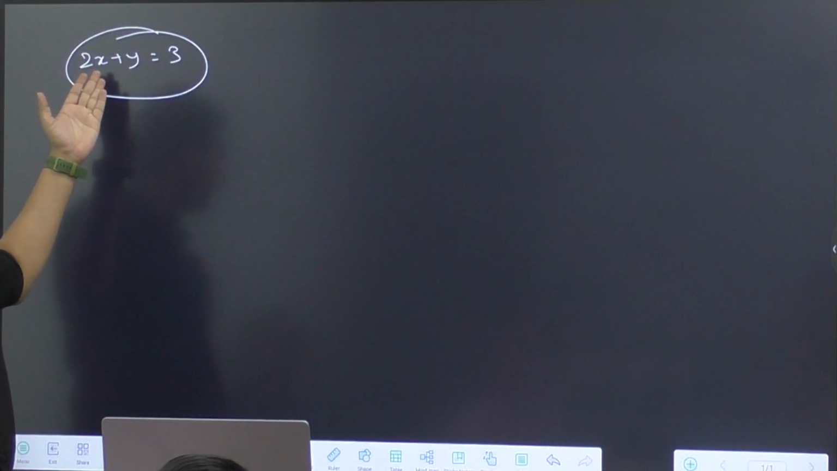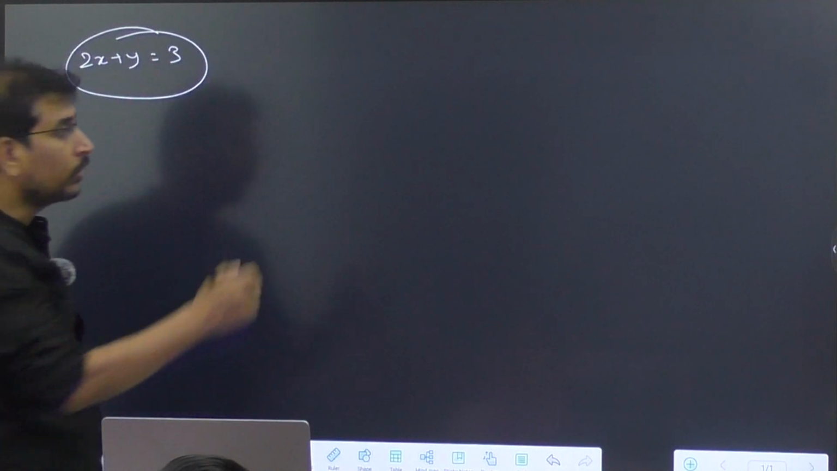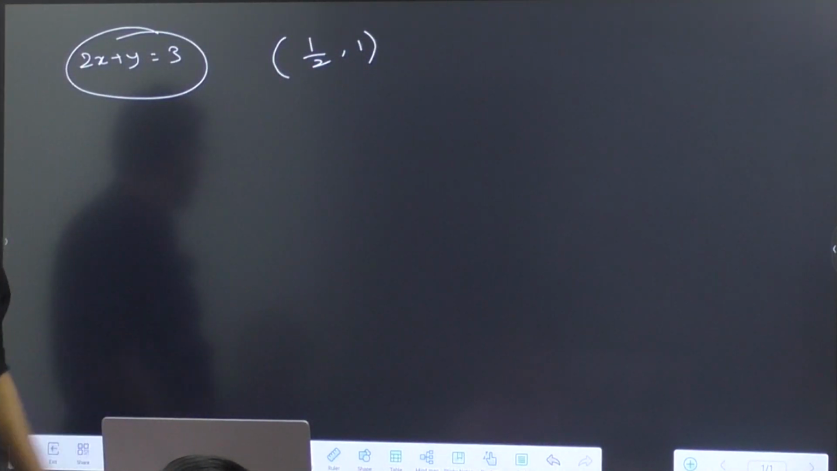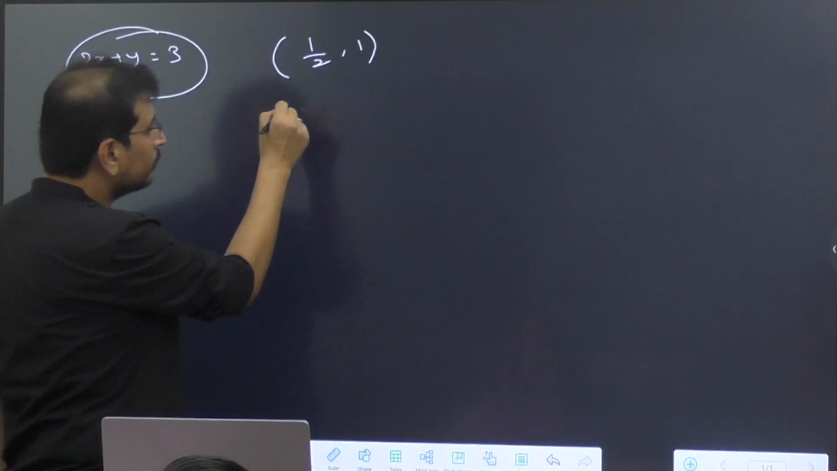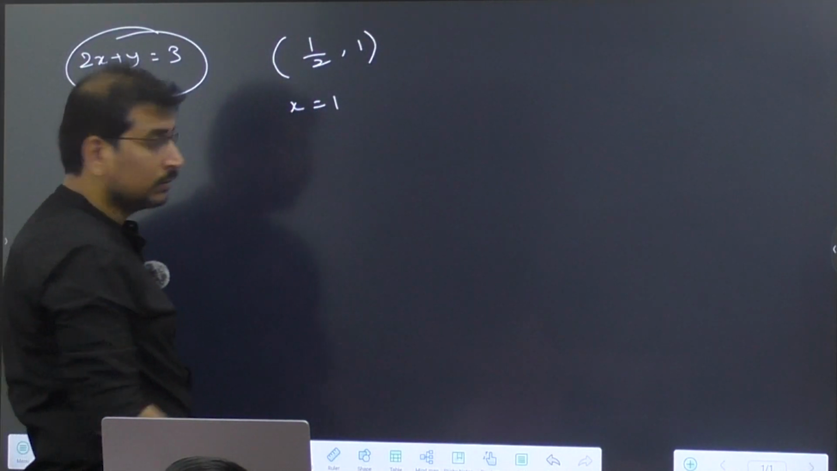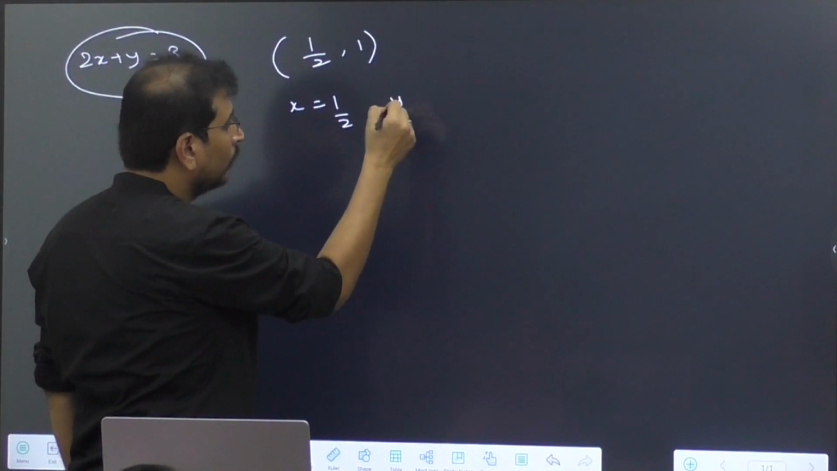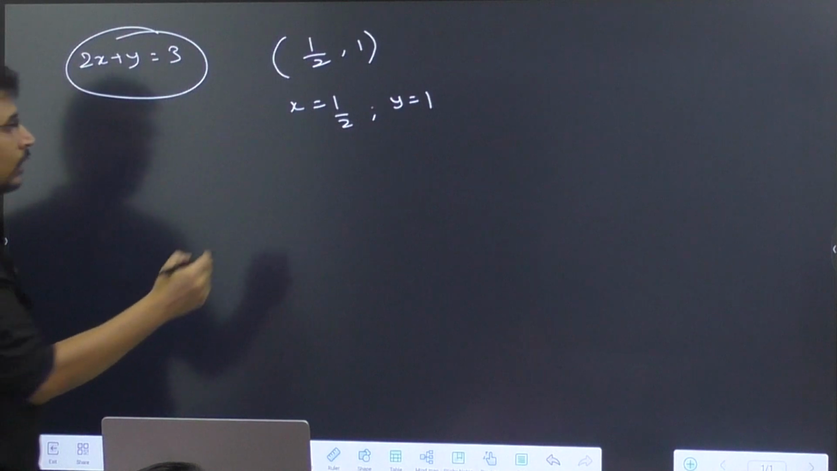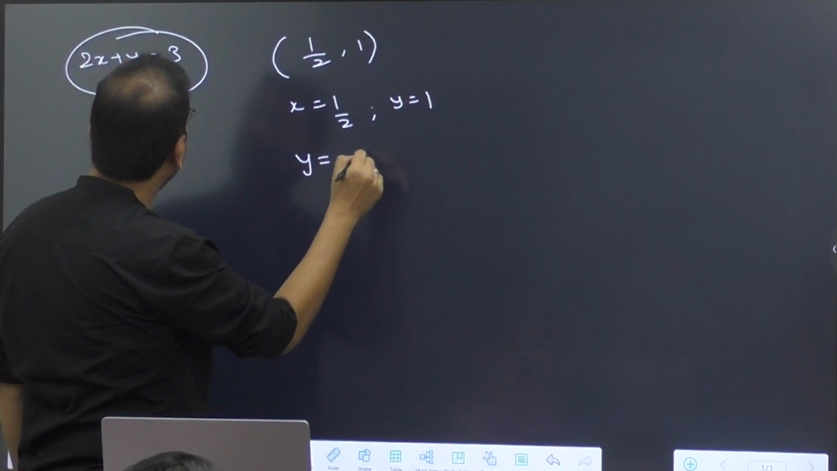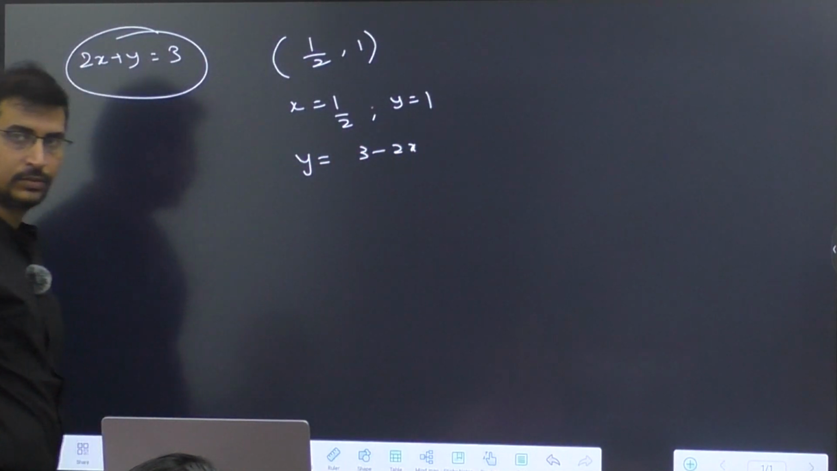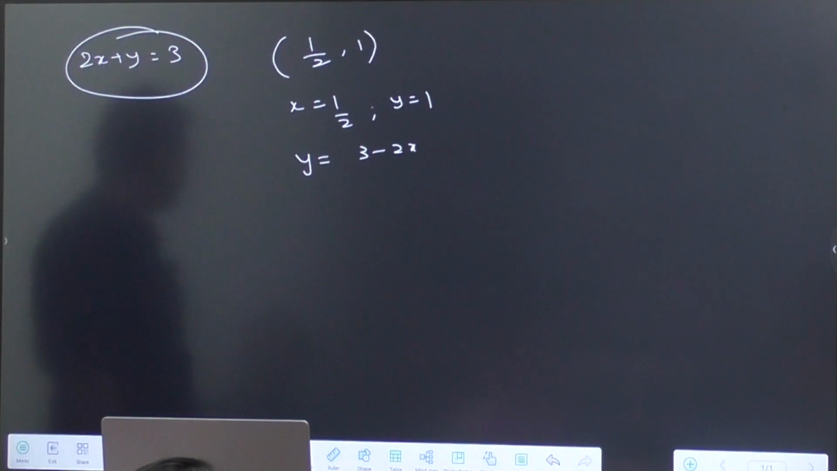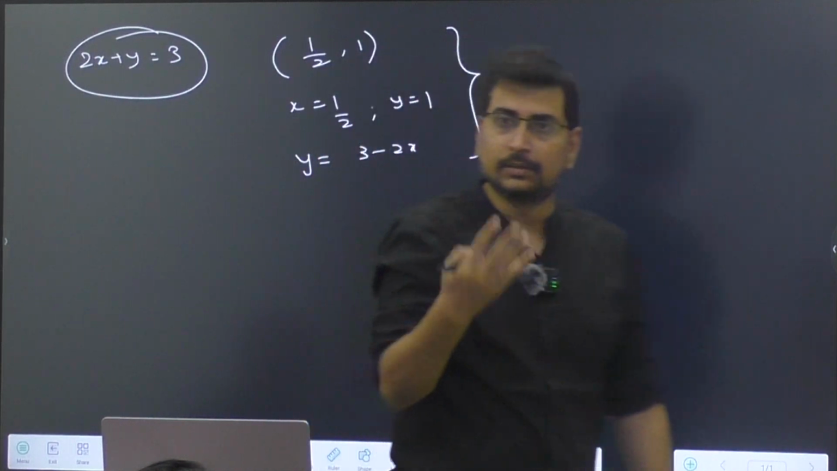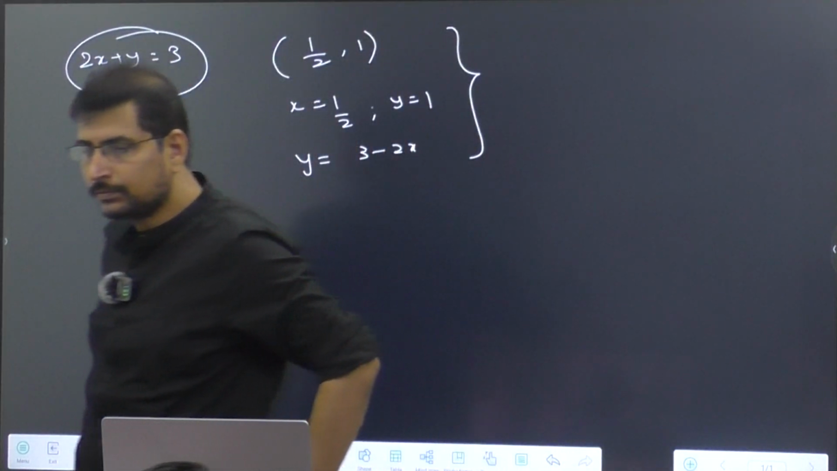For example, I'll put a half here and a 1 here. What is one of the solutions? Half, comma 1. This is one way of representing. You write x is equal to half, y is equal to 1. This is another way of representing. Or I can write y is equal to 3 minus 2x. This is another way of representing. If you see everything, we are doing the same thing but in a different way. Accepted? Right?